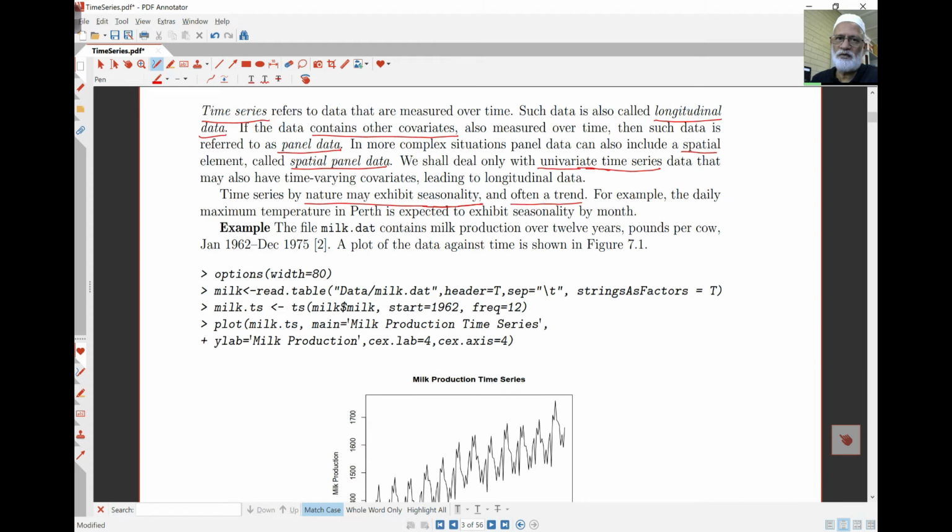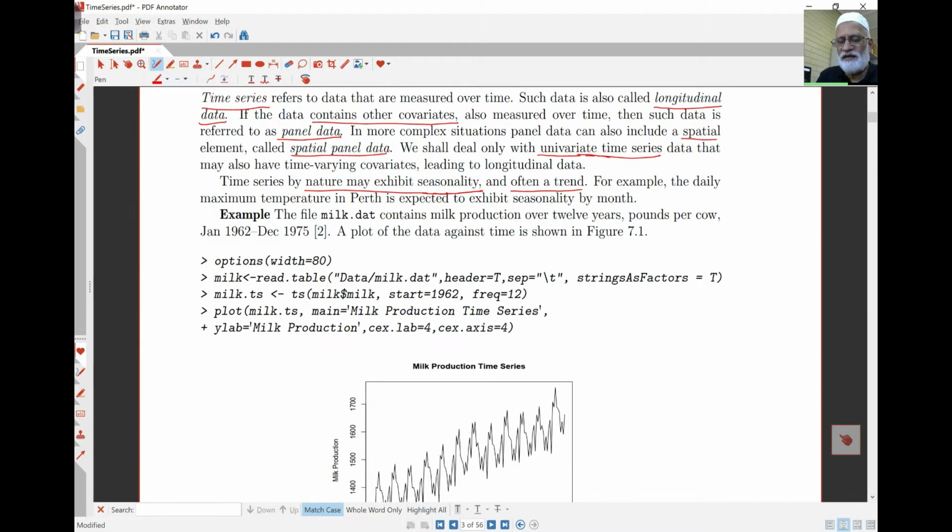As an example, of course, the daily temperature in Perth, we expect to have seasonality. You don't expect here to be much in the way of a trend, although if you look at this over a long period of time, maybe over a few centuries or so, then we have this idea of global warming. So you might see some upward trend. Otherwise, though, you'll find that such data will certainly exhibit seasonality, but not necessarily a trend.